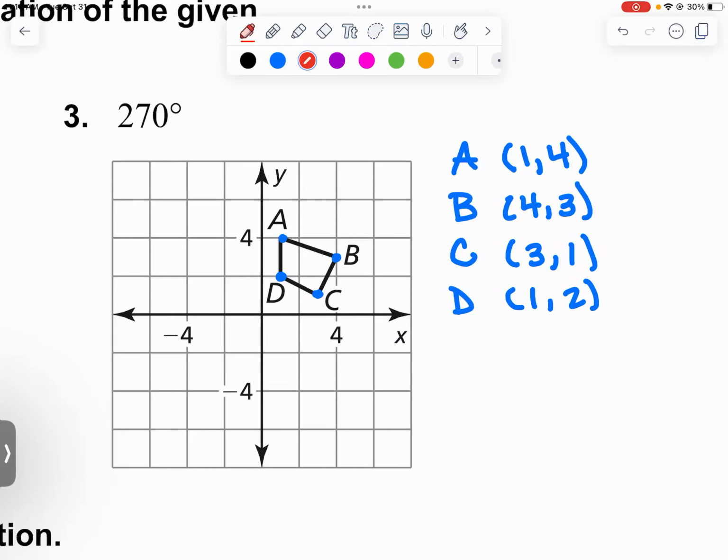All right, so now we need to go 270 degrees. So we're gonna turn our paper clockwise so that our shape goes counterclockwise. So we're gonna turn it 90, 180, 270. And now from the origin, we can go right 1 up 4 for our new A. We can go right 4 up 3 for our new B. Do they overlap? No?